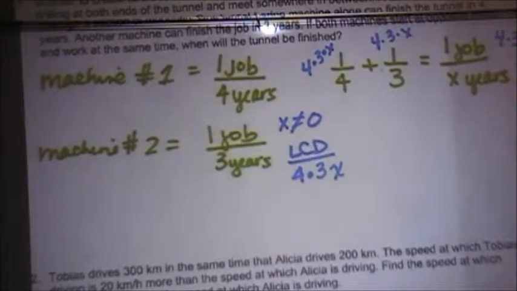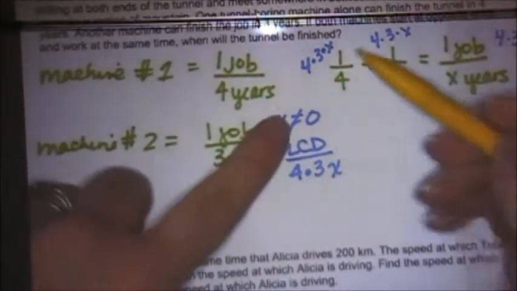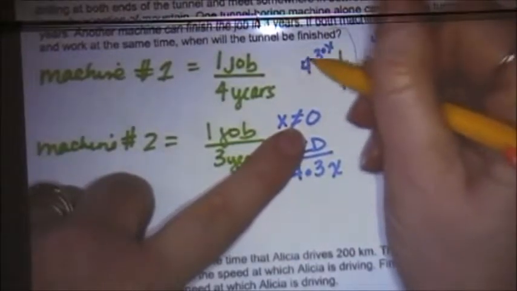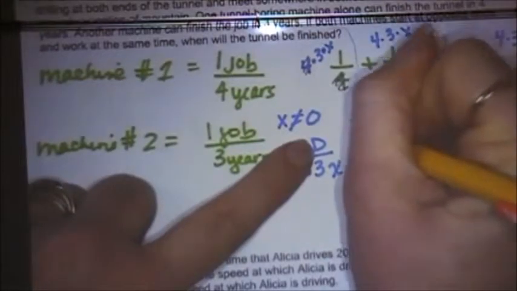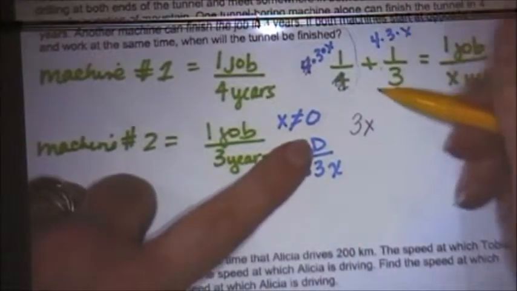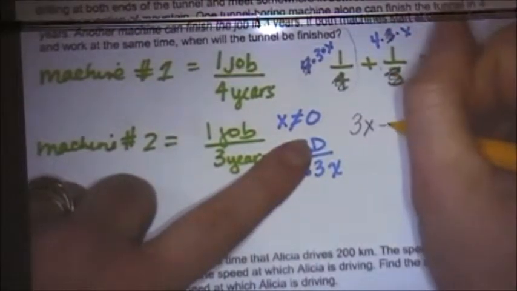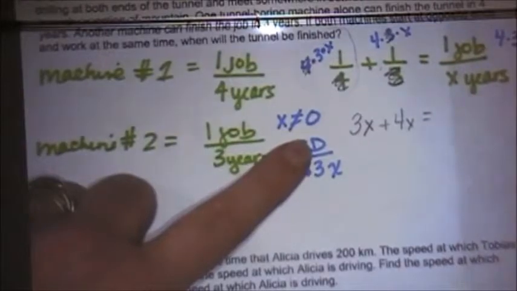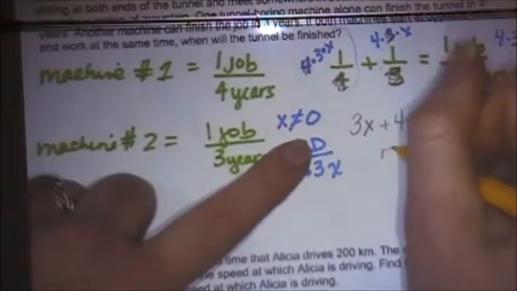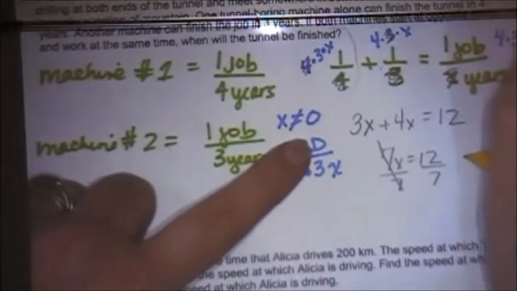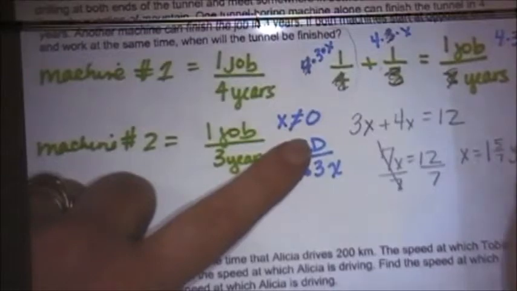When you do that, then you can go through and cancel anything that might cancel. In the case of my first machine or my first fraction, I have a 4 on top and a 4 on bottom. So those can go away, and you'll be left with 3x. In the case of my second machine or my second fraction, I have a 3 on top and a 3 on bottom. So that would leave me with 4x. And then I have an x on bottom and an x on top, so those are gone, and that leaves me with 12. So I get 7x equals 12. Divide both sides by 7. And I get x is 1 5/7 years.